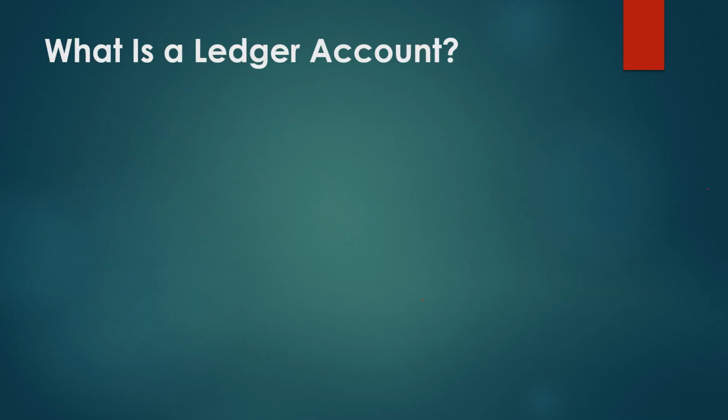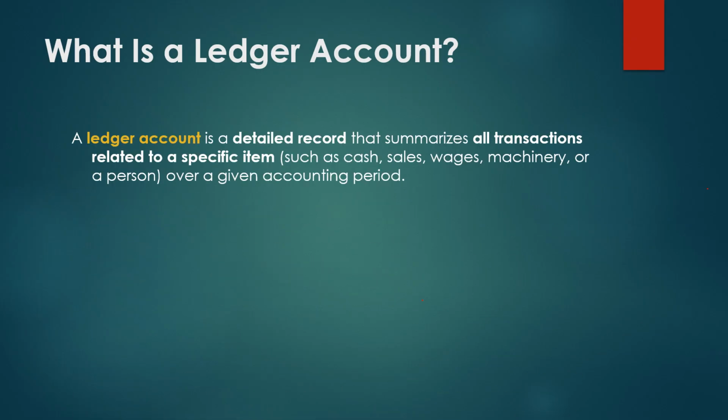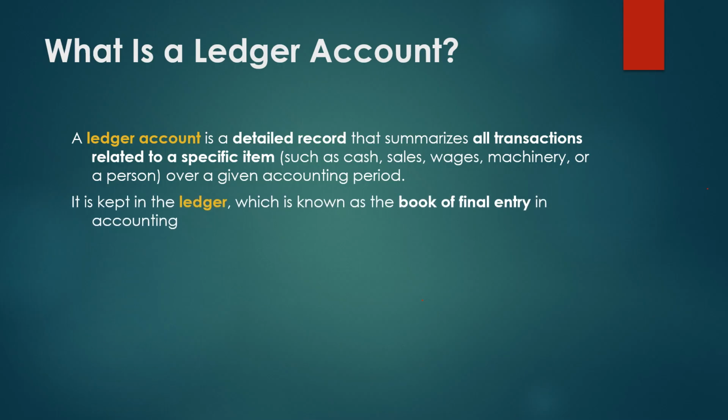Right, what is a ledger account? Now that we know what a ledger is, the question now is, what is a ledger account? A ledger account is a detailed record that summarizes all transactions related to a specific item such as cash, sales, wages, machinery, or a person over a given accounting period. Right. You need to understand that a ledger account is kept in the ledger, which is known as the book of final entry in accounting. That's one thing that you should also know.